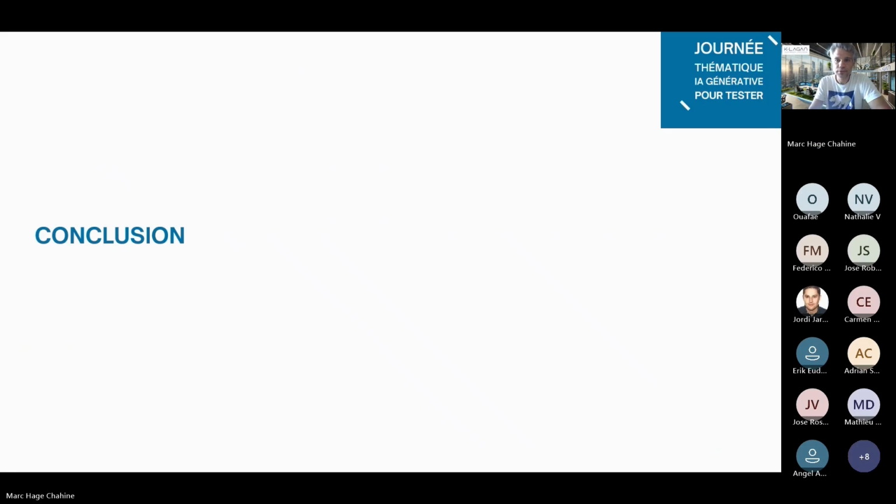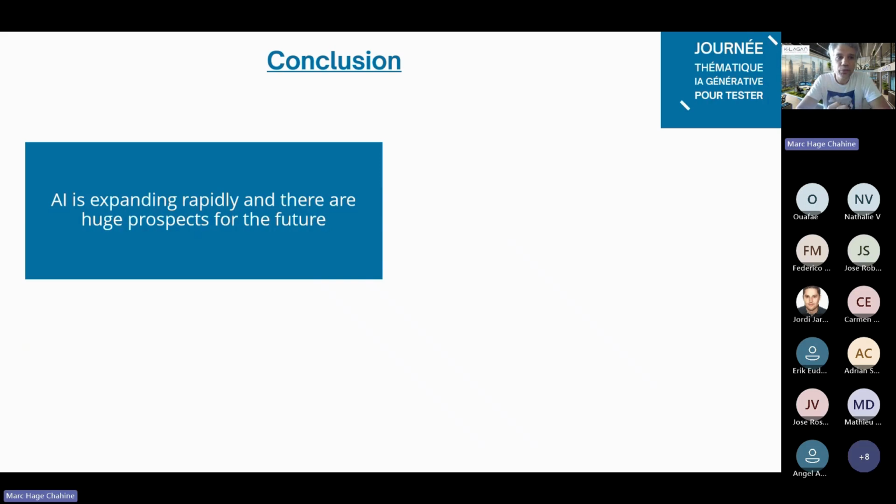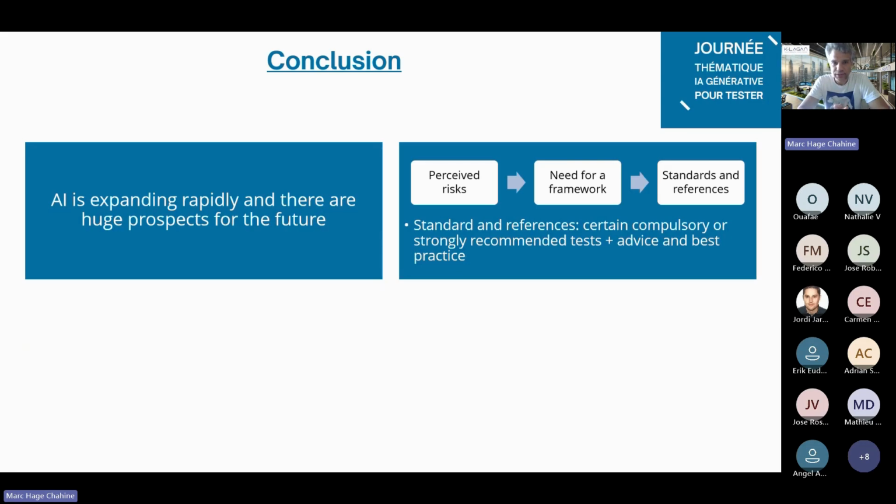So, a quick conclusion. AI is expanding really quickly, and there are huge prospects for the future. We can't deny it. AI is part of the world, and we will use it. Now we have to know how we will use it because, as it's really powerful, there are risks, so we need frameworks, and there are standards and references. I showed you a lot of standards and references.